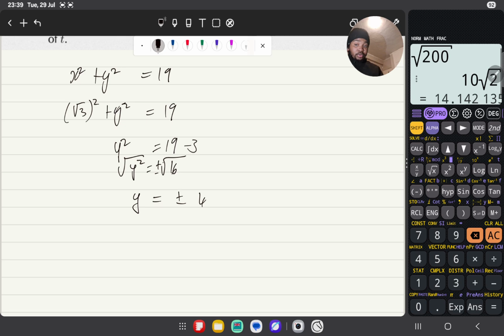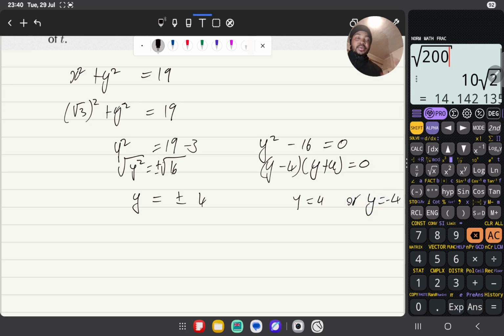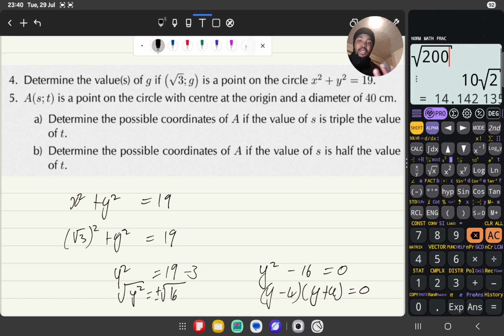Or also, someone could say that I have y squared minus 16 equals 0, which is the difference of two squares. And that means y minus 4 times y plus 4 equals 0, meaning that y will be equal to 4 or y will be equal to minus 4. Either way actually doesn't matter. You choose the way you want to solve these kinds of problems. But we get it. We have -4 and 4.